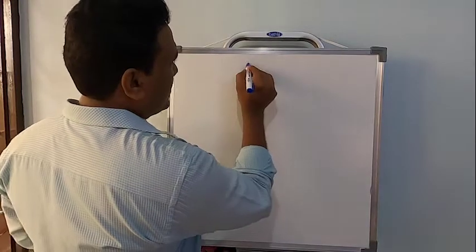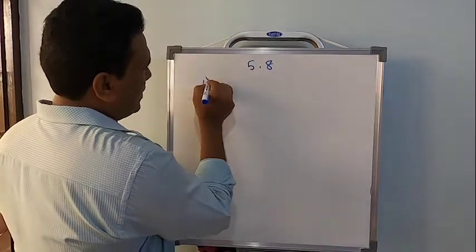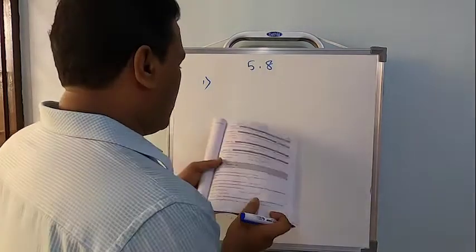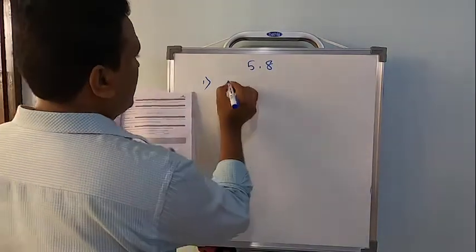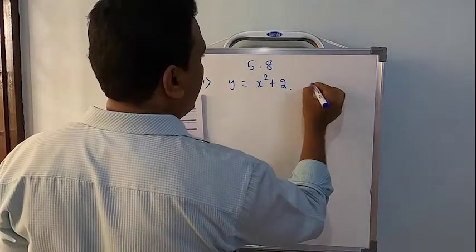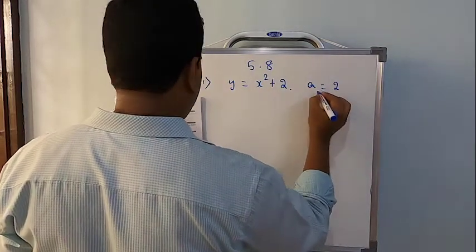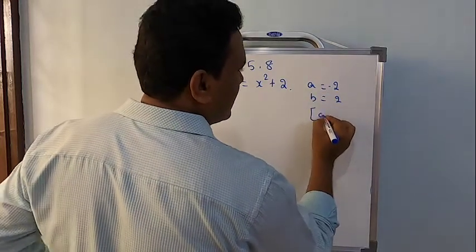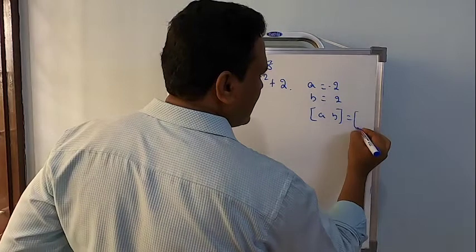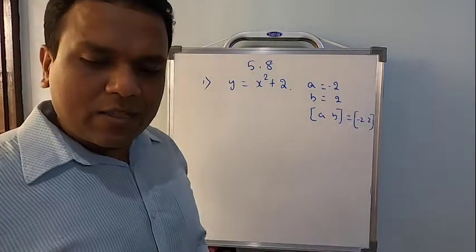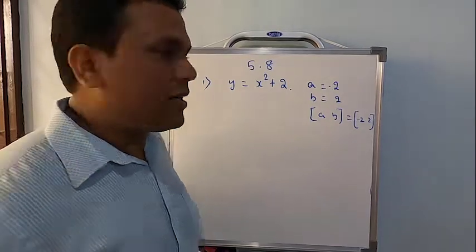So we have exercise 5.8, NCERT exercise 5.8. Under that, one of the worked examples: verify Rolle's theorem for the function y equals x square plus 2, where a is equal to minus 2 and b equal to 2. That means instead of giving it like this, they have given it separately. Doesn't matter. So let us start verifying the first condition.